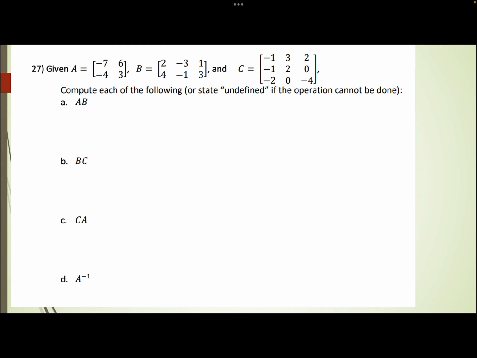Some of them may come out to be wrong dimensions, but we're going to look at it and see if we can do it. So A is a 2 by 2 and B is a 2 by 3. So we can multiply this because these match. So I'm going to take these two matrices and write them down so I can multiply them. Times 2, negative 3, 1, 4, negative 1, 3.